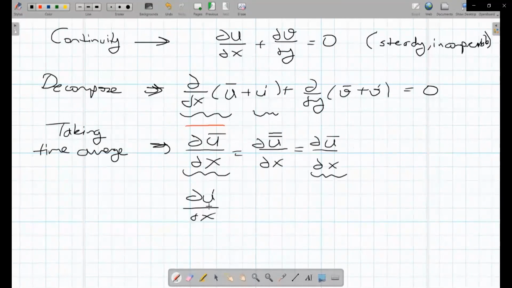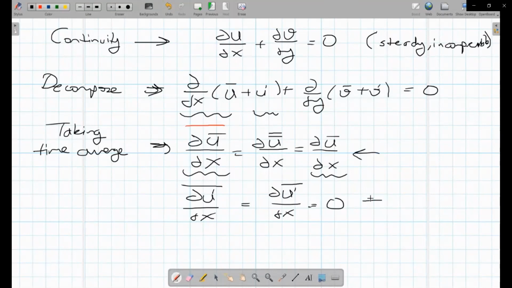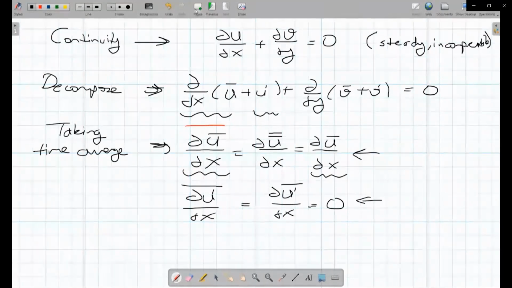du prime dx, full average, is equal to du prime bar dx. I'm not going to do all the terms, just showing you the idea. We know that the average of u prime is equal to 0, so this is actually 0. If you do the same exercise for the v terms, dv bar dy and dv prime dy, one of them will be similar to this and the other will be equal to 0. At the end, what we reach is our time average continuity equation.